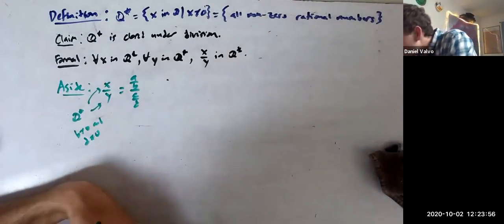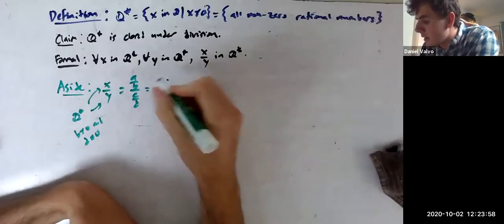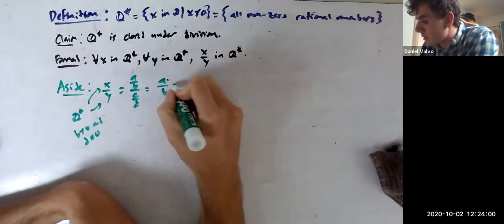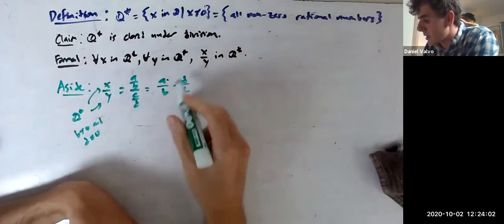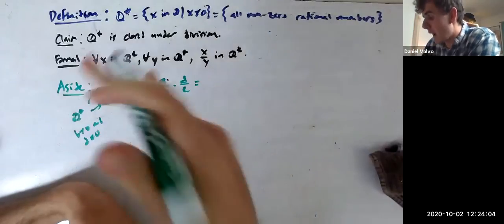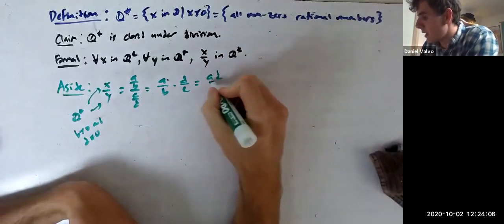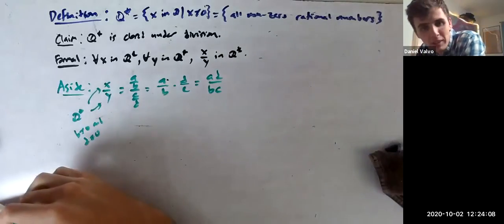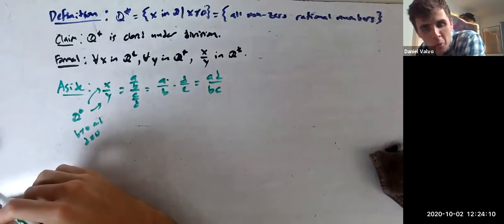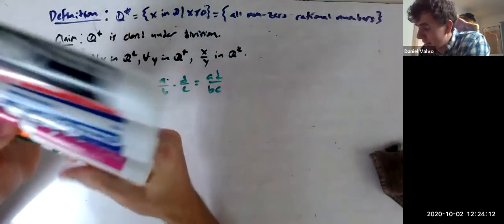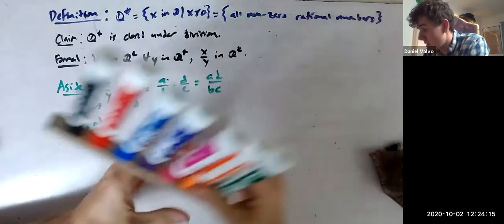Okay, then we know we can divide rationals by flipping and multiplying. So this is the same as a over b times d over c. And then by fractional multiplication, we get this. So here's the question: is this in Q star?